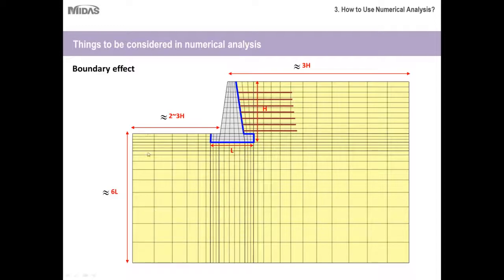So let's say there is an adjacent structure here. You would like to see how the stresses from this construction or structure will dissipate and affect the adjacent structure. Usually, anything within this boundary frame would be affected by this structure.